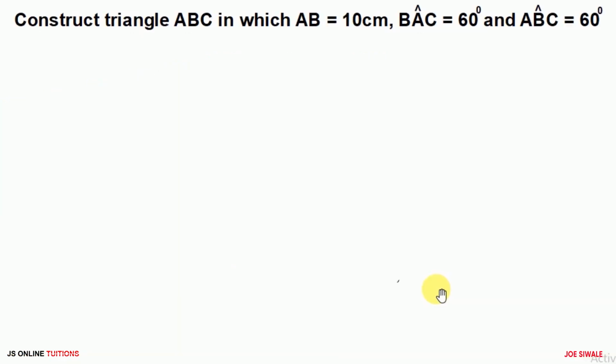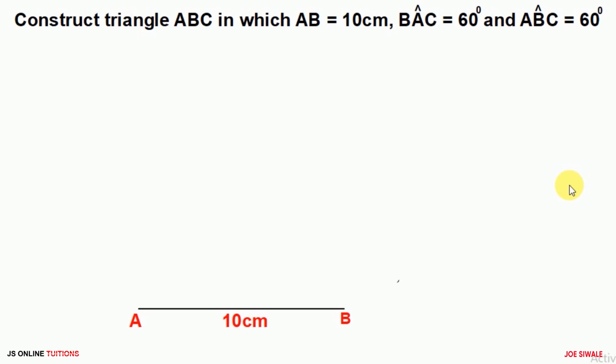Construct triangle ABC in which AB is equal to 10 centimeters, angle BAC is equal to 60 degrees, and angle ABC is equal to 60 degrees. So the first thing that we're going to do, we're going to measure the length of line AB, which is equal to 10 centimeters. So let us do that. So we have measured line AB, which is equal to 10 centimeters.